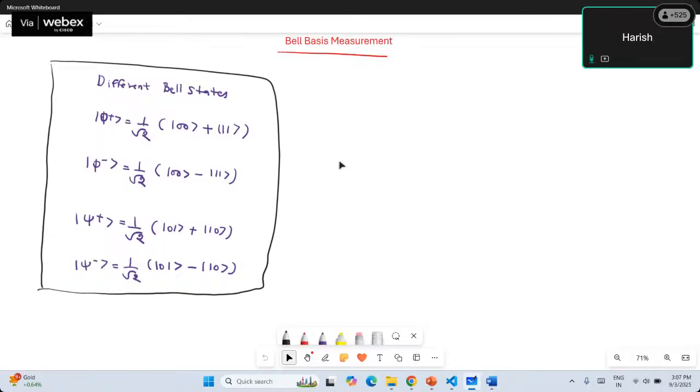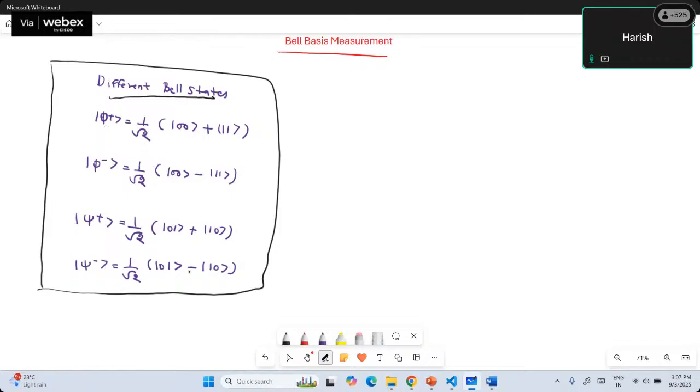In this part, we will be seeing the Bell basis measurement. Before going to that, first we recall that there are four different Bell bases, namely phi plus, phi minus, psi plus, psi minus, with just slight differences between them. 00 plus 11 is called phi plus, which we have used every time in our quantum teleportation and superdense coding. Just one change is there, a sign change.